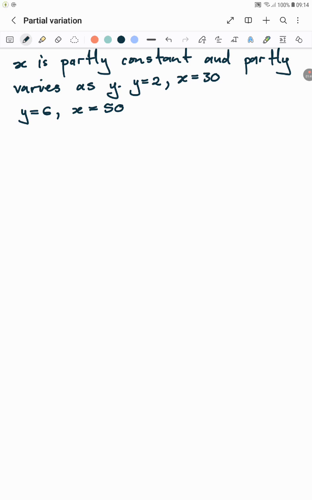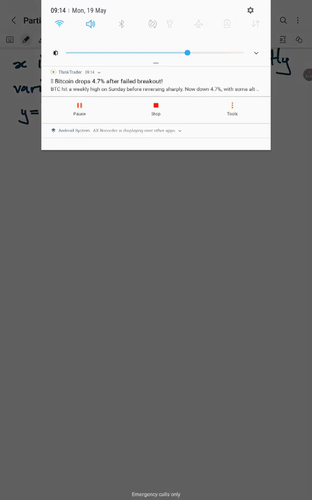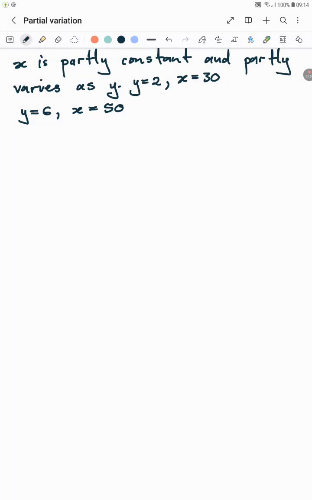So for example, this is how you would represent this in symbol format. It says x is partly constant, so here you can choose letters as long as they don't conflict with the variables. So I'm going to use h and k. It's partly constant and partly varies as y. So for this one, you don't even use the sign of proportionality. You just go straight to the equation and you introduce your two constants.